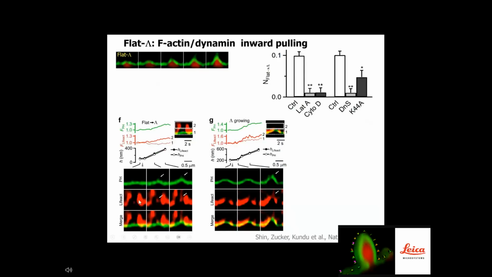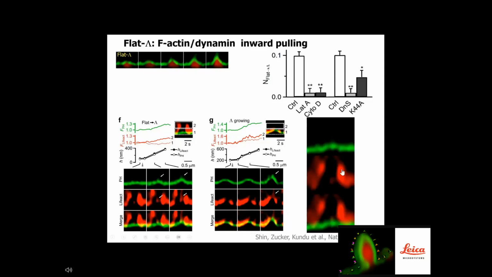And if we label the actin with LifeAct in red, then we see this F-actin, the filamentous actin, that appears to attach to the tip of the lambda shape and pull the membrane inward. You can see some of the examples here that the actin filament is on the tip of this growing lambda shape. And here I'm going to show you a real-time video of this process.